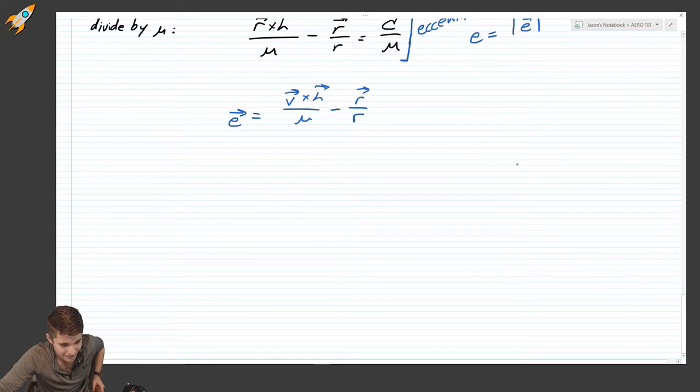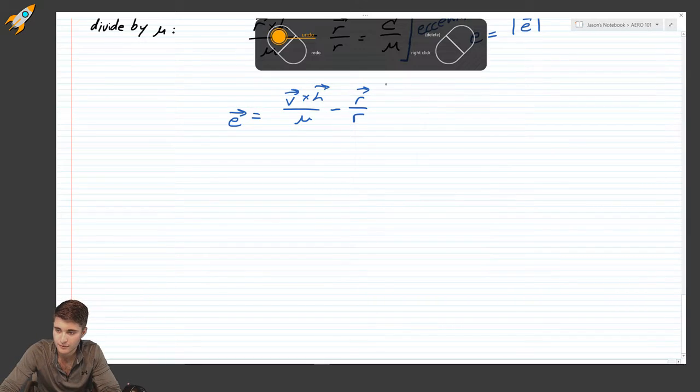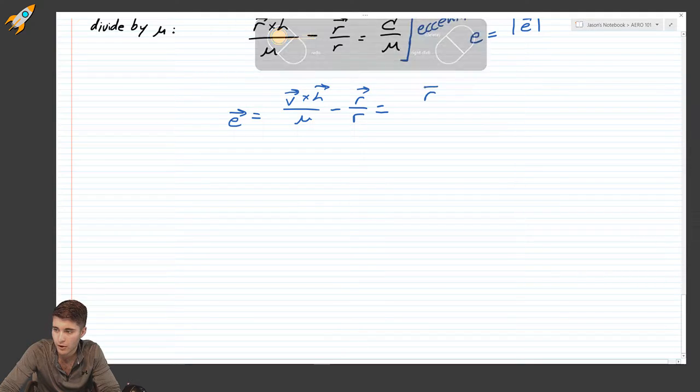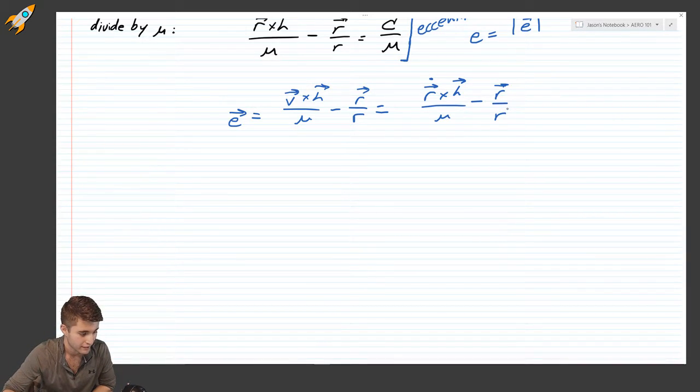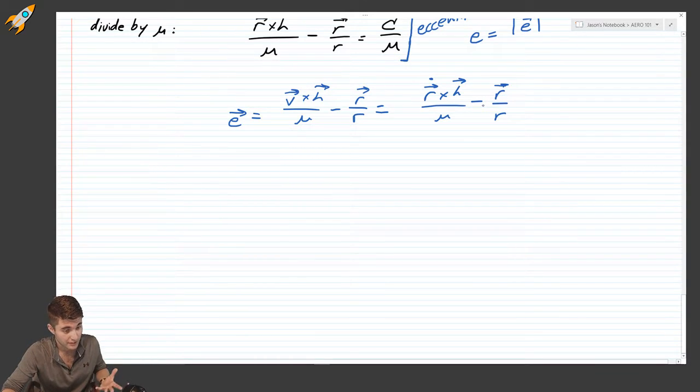But we're not done yet, okay? We're not done yet at all. Well, it is equal to r dot, which is just velocity, cross h over mu, minus r over r. No, it's just a C for constant. C is short for constant. It was a constant vector, and that C vector is called the Laplace vector. But if you take the Laplace vector and divide it by your gravitational parameter, it'll give you your eccentricity vector.